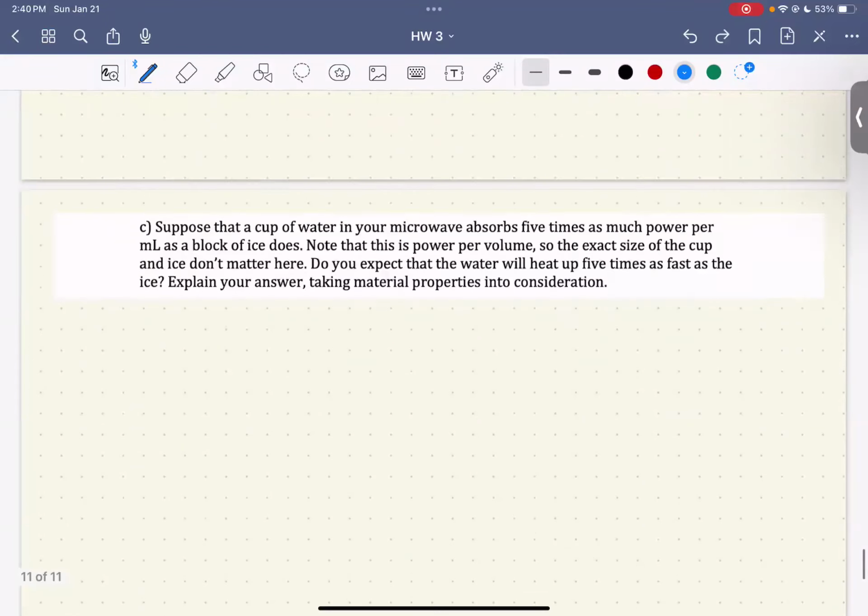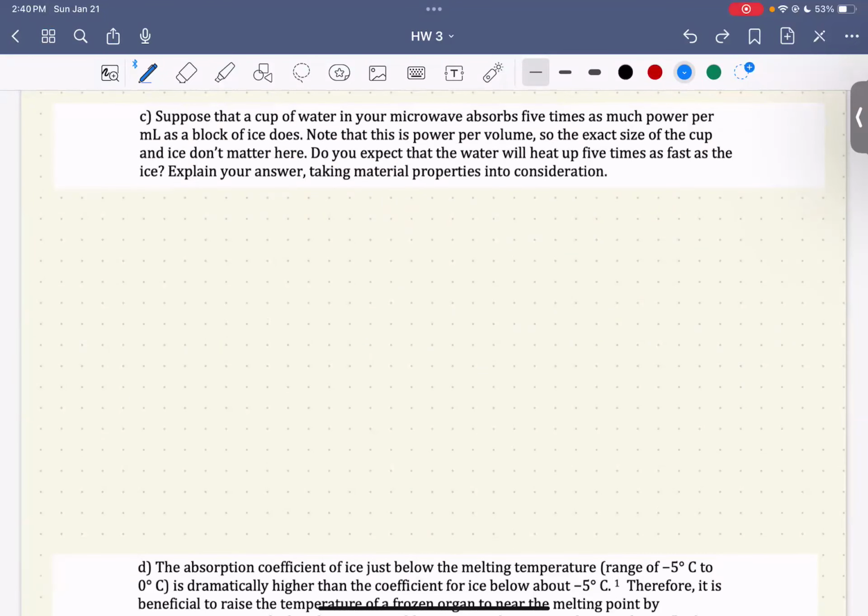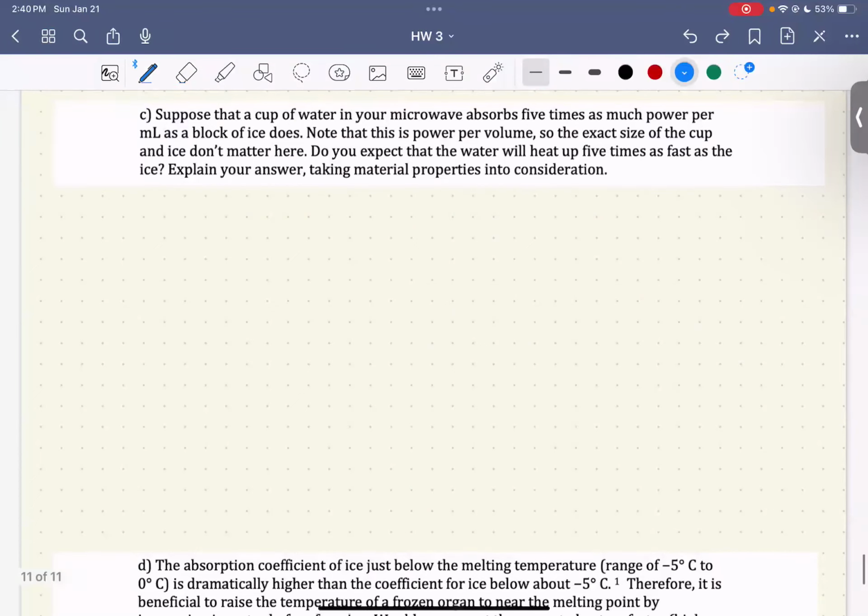All right, moving on to the next question. I just don't want to give too much away. Now, suppose that a cup of water in your microwave absorbs 5 times as much power per milliliter as a block of ice does. Okay, so water absorbs 5 times as much power per mil, that's important, as ice. It says in the next sentence, it might not always say that, but that's why you have to look carefully. Note that this is power per volume, so the exact size of the cup and ice don't matter here. And do you expect that the water will heat up 5 times as fast as ice?